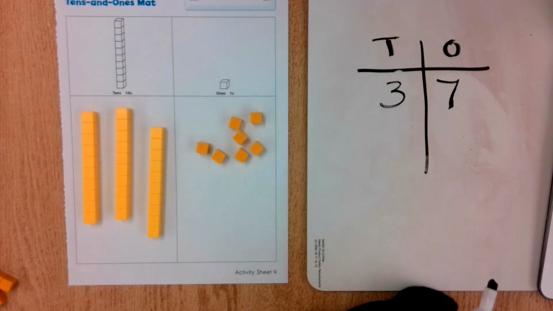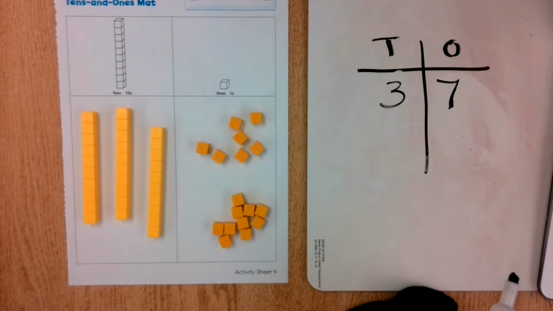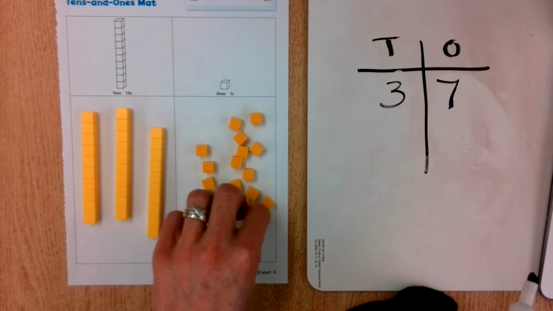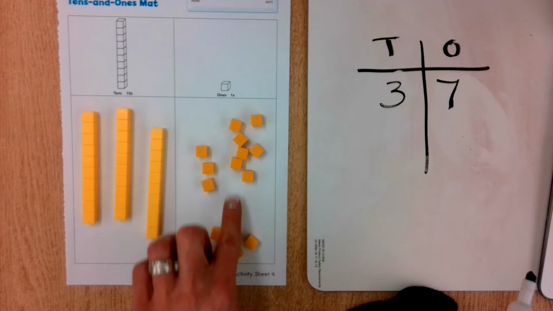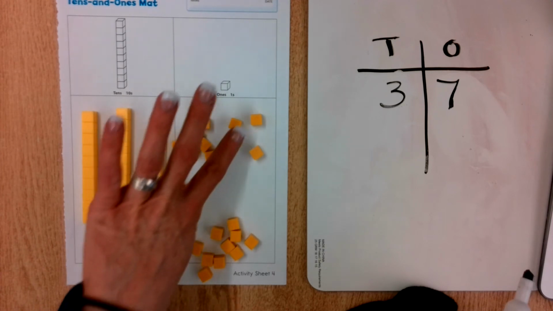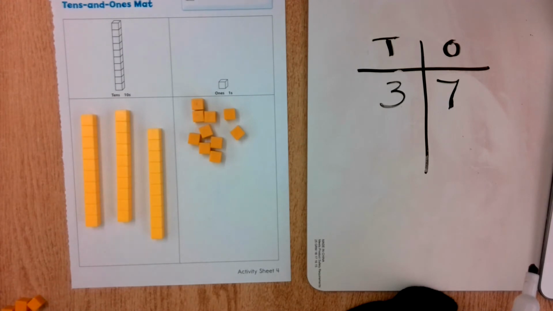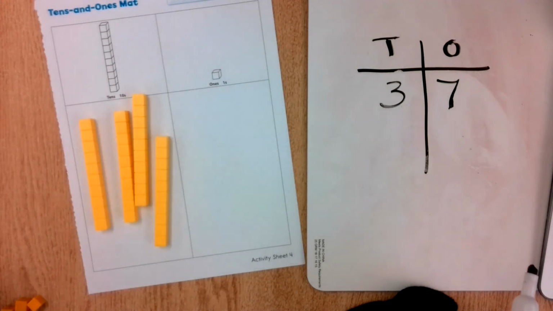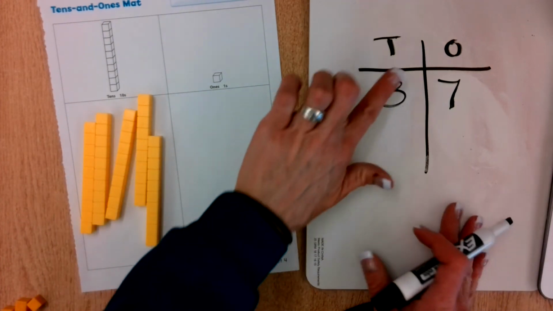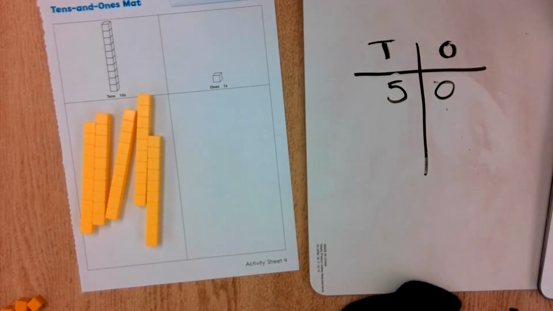Make sense? All right, now what if I had this many? So 1, 2, 3, 4, 5, 6, 7, 8, 9, 10. 1, 2, 3, 4, 5, 6, 7, 8, 9, 10. So now I can exchange for 2 10s. Take that 10 away, put one there. Take that 10 away, put that one there. So what's my number? 10, 20, 30, 40, 50. I would have 5 10s and 0 1s.